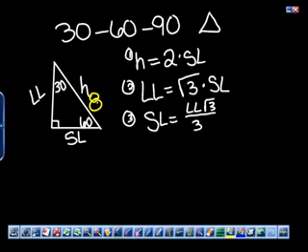Hypotenuse is 8. We need to find our other 2 sides. Which formula do we have to use first? 1, 2, or 3? We have to use 1 because it's the only one with hypotenuse in it. So hypotenuse equals 2 times the short leg. So what's our short leg?